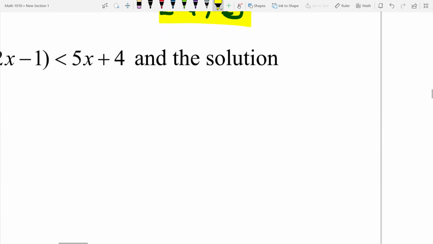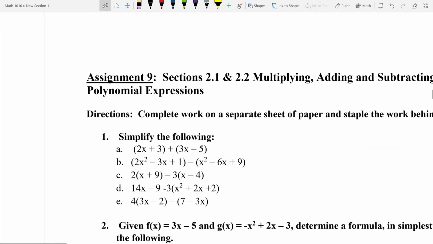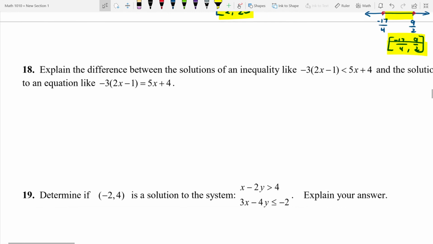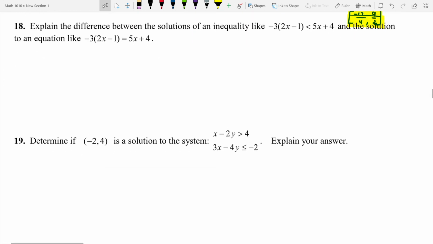Okay? All right. Kind of long. 18 and 19 and we're done. Explain the difference of the solutions between this and the solution of this. You guys, Weber State likes to ask you questions like this. Here's one, write in words what the explanation is. So you know what we're going to do?